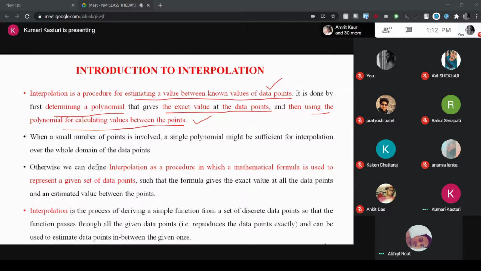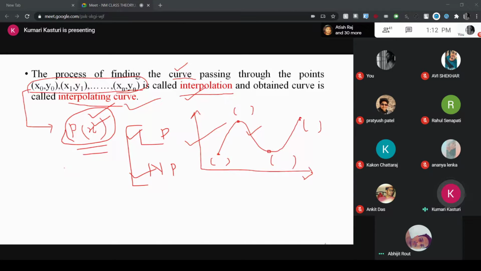Now, it is the same again, another definition: interpolation is a procedure in which a mathematical formula is used to represent given data points such that the formula gives the exact value at the data points and estimates between the points. Already I have told you, data points are given to you. From that you have to extract a polynomial, and from that polynomial you have to extract the curve. How to do that, we will discuss one by one. But that procedure is called your interpolation procedure, and the curve you are getting here is called your interpolating curve.